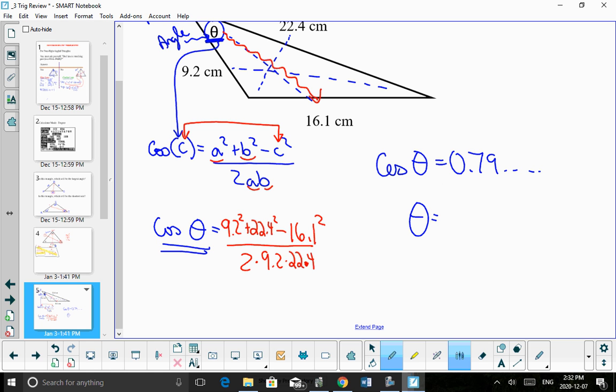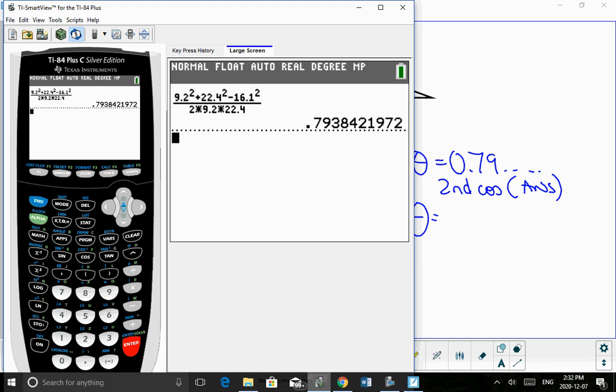The way we do that is we go second cos, and we put that answer in, right? We're going second cos because we're using the cosine law. So I'm going to go second cos and then use that answer key. And I get out 37 degrees.